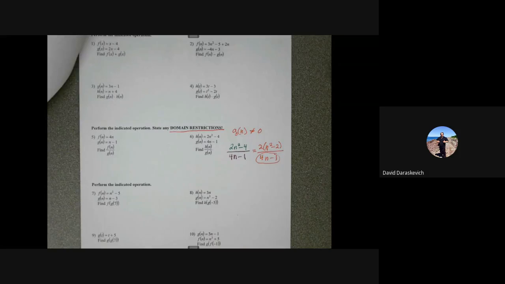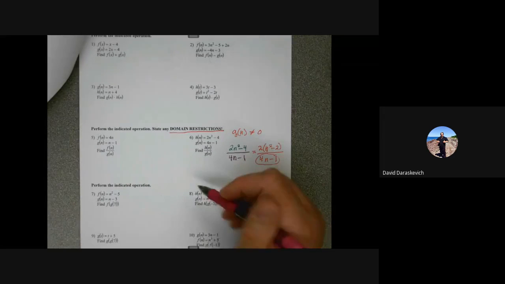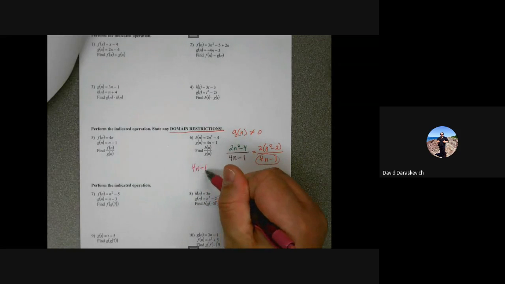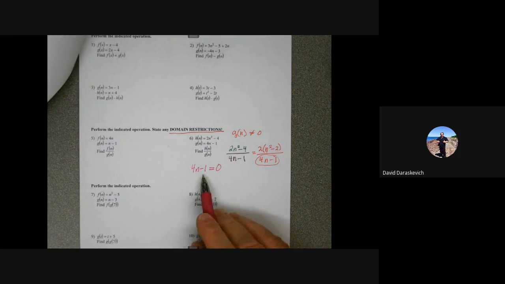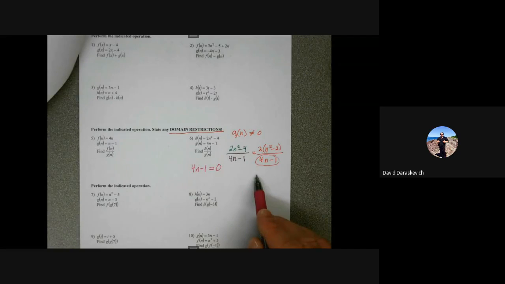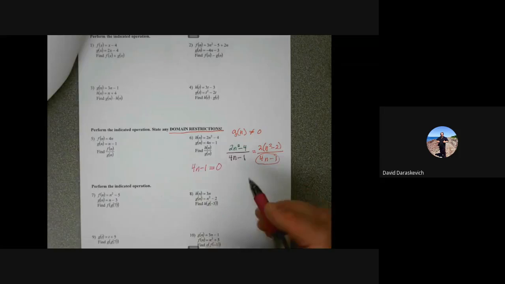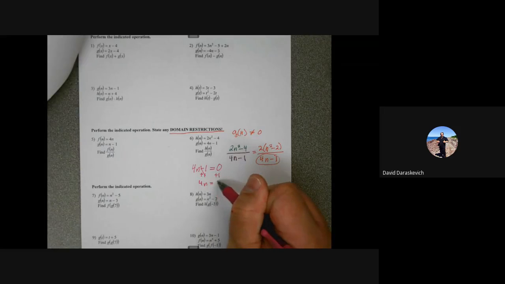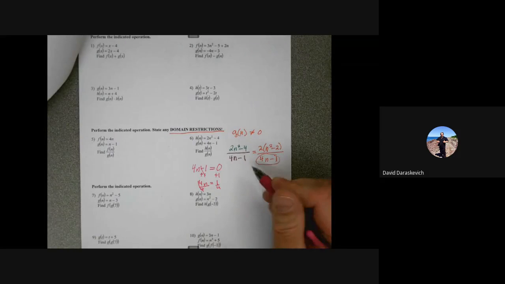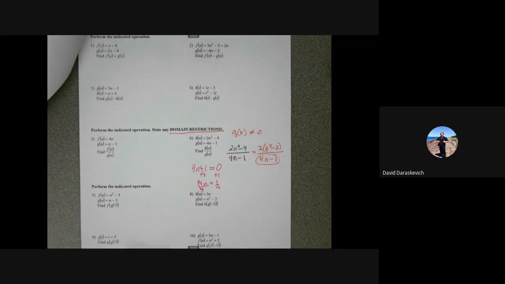In other words, 4n minus 1 cannot equal 0. Okay, so we're going to find out what value of n makes this equal to 0. And then we'll put that as an exception for our domain. So I'm going to go ahead, add 1 to both sides. So I get 4n equals 1, then divide both sides by 4. So n here cannot equal 1/4.